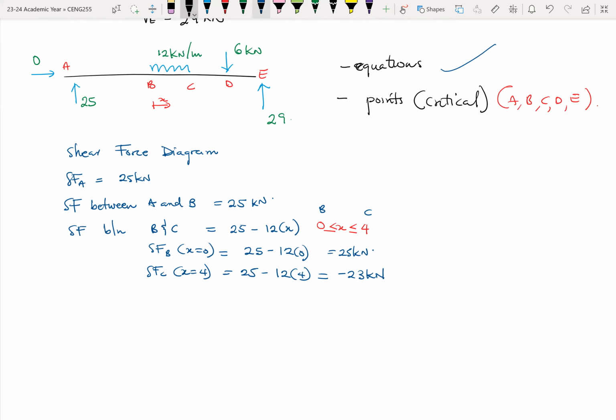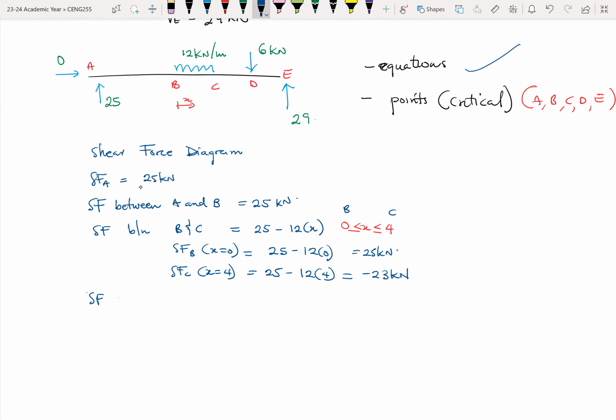Next is to find the shear force between C and D. That'll be the same, minus 23 kilonewtons. So this value is accurate up to D, just before the 6 kilonewton point load. So let me state that.